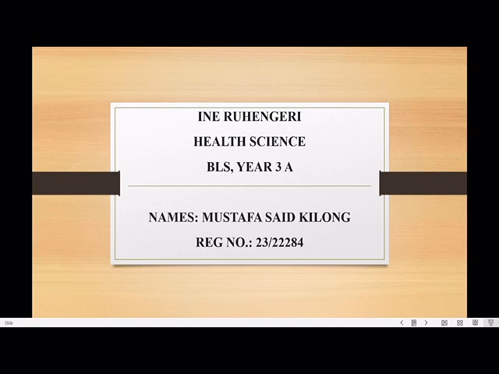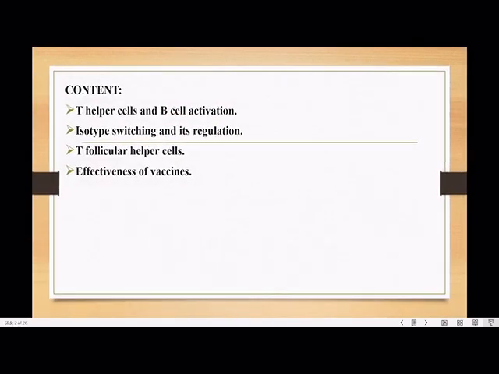Today we will talk on some questions or subtopics in immunology. There is a question asking how T helper cells support B cell activation. We have isotype switching and its regulation. We have T follicular helper cells and their importance. We have also the effectiveness of a vaccine. What makes a vaccine effective?